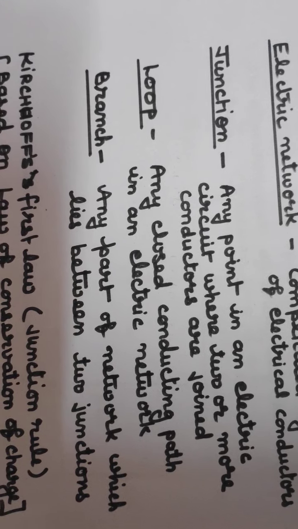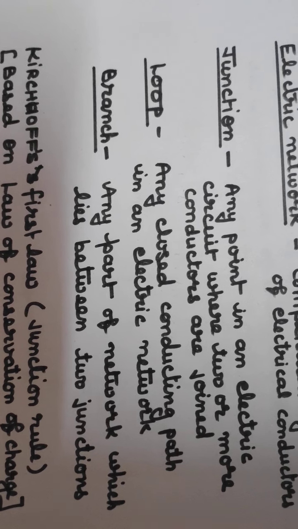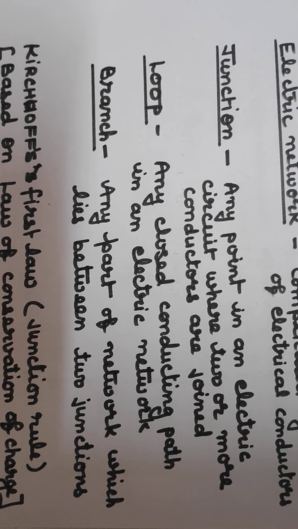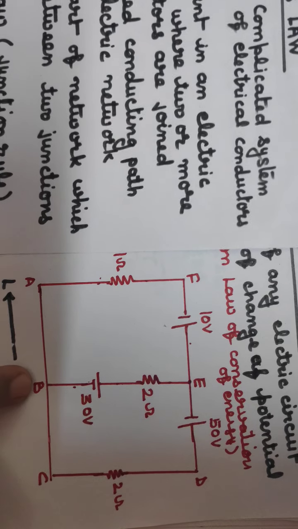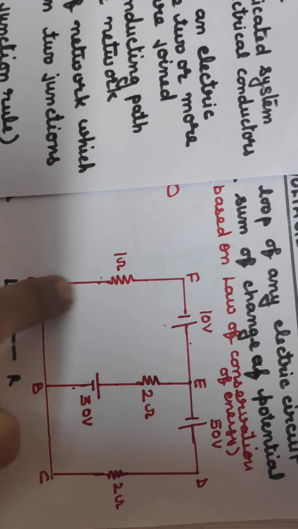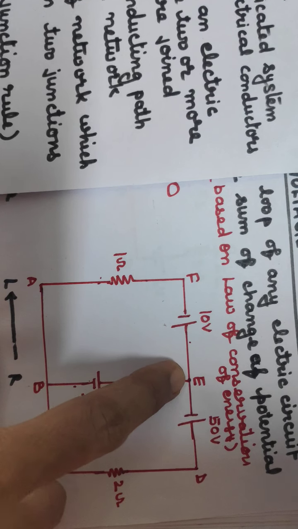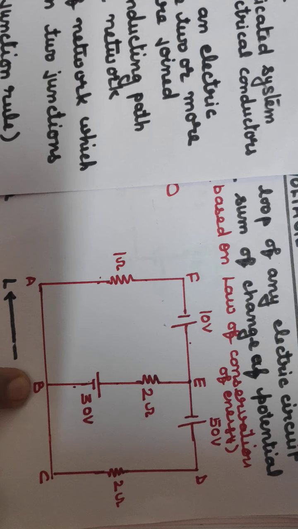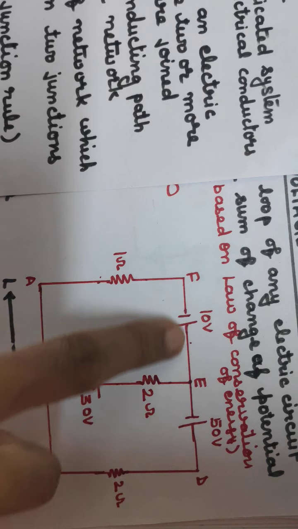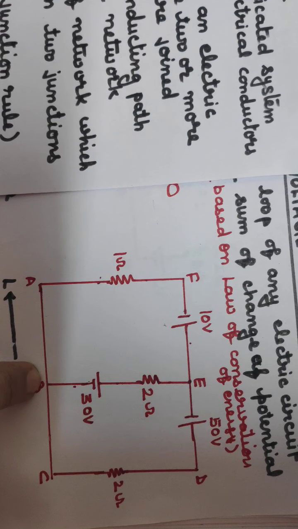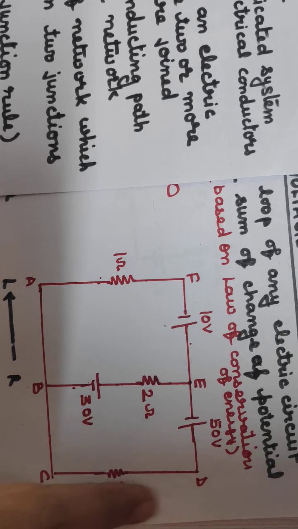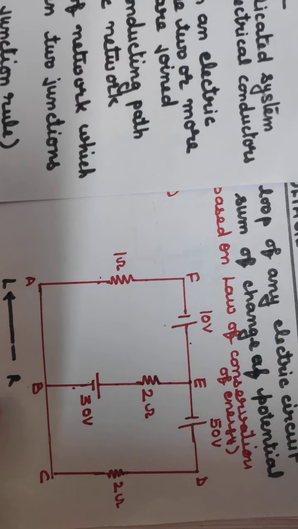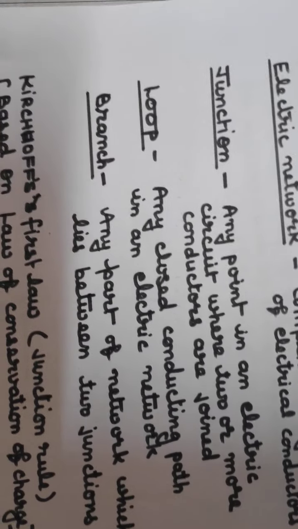Next, branch. Any part of a network which lies between two junctions. For example, from B to A to F to E, this is junction E, this is junction B, and between them is a branch. After the junction there will be another branch, B, C, D, E, B. So these are the terms.